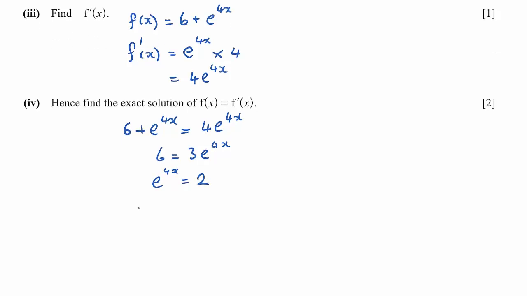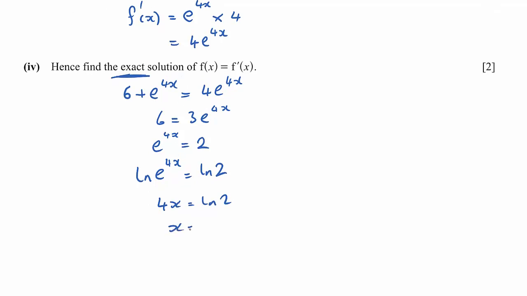Take natural log of both sides, ln e to the 4x equals ln 2. And it does say exact, so we don't want to hit the calculator on this one. And again, log and exponential are inverse functions, so this is just 4x. And then x would be 1/4 ln 2.